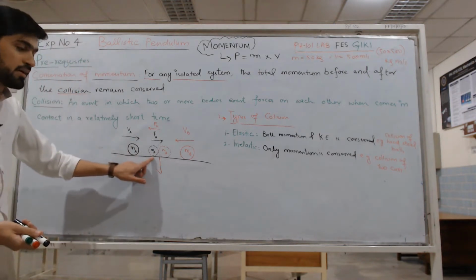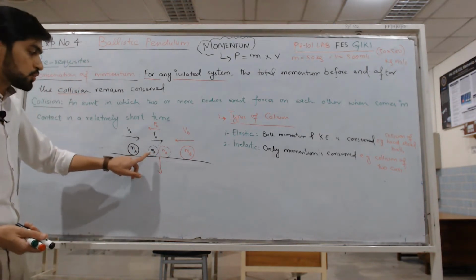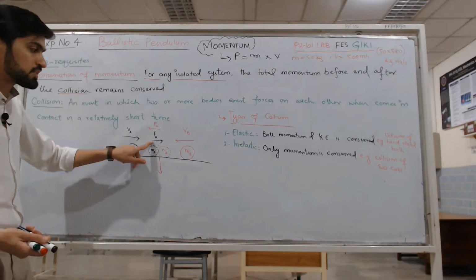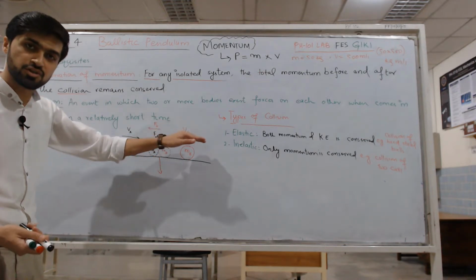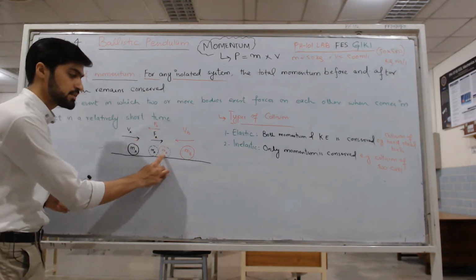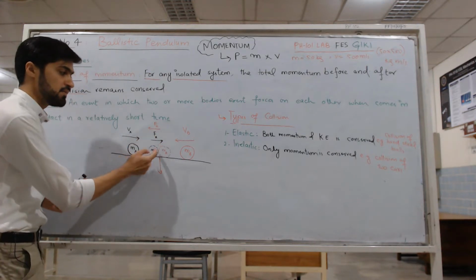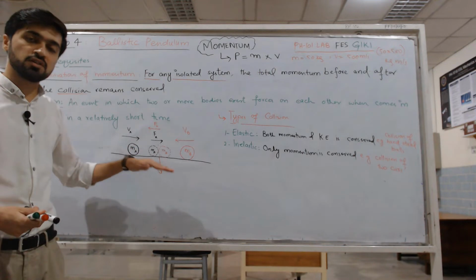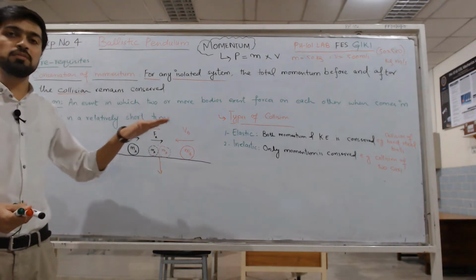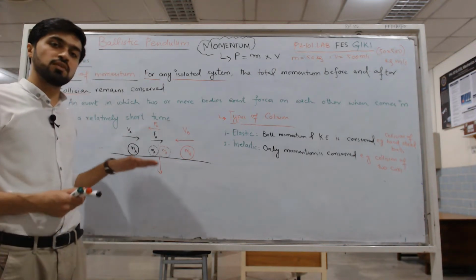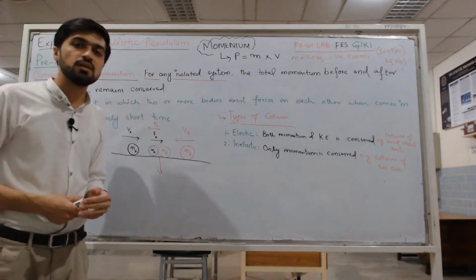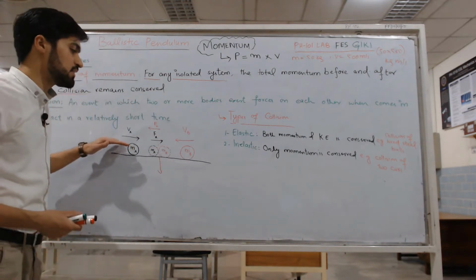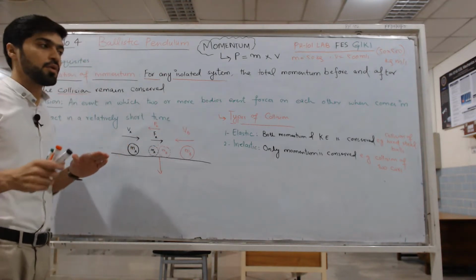Each has some momentum. This body will exert some force Fa on mb in this direction, and this body will exert some force Fb in this direction. Which body will have higher velocity, which will have lower velocity, which will come to rest, and which will start moving with a different velocity? There are different types, and we are not going to discuss them.